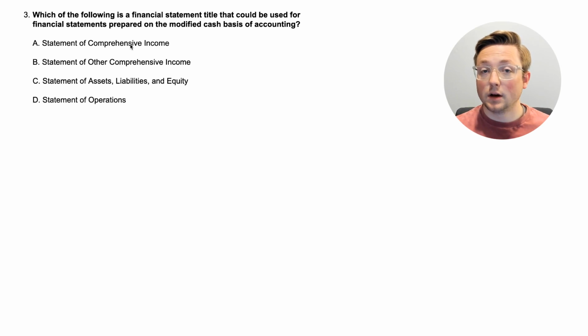Statement of comprehensive income, statement of other comprehensive income, statement of assets, liabilities, and equity, statement of operations. Now, which of these sounds familiar, something you've probably seen in your typical day-to-day accounting, and which one doesn't sound like that?